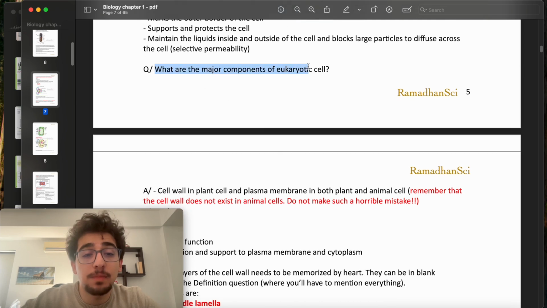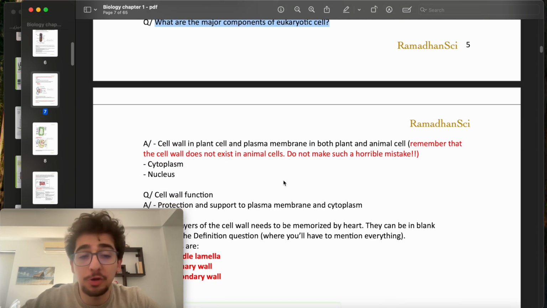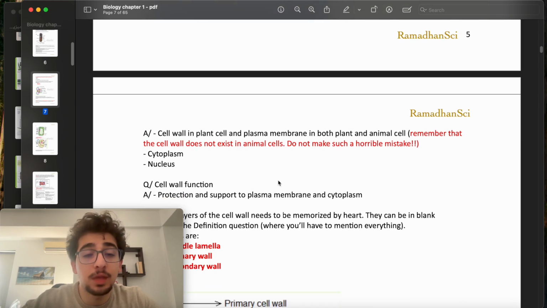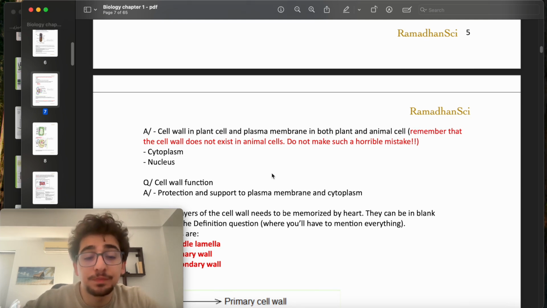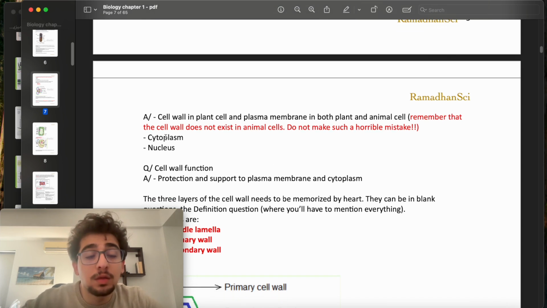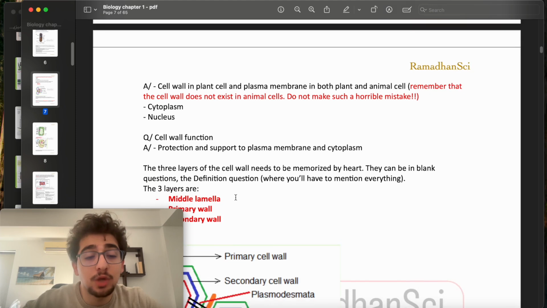If they tell you what are the major components of the eukaryotic cell, very important, it's cell wall in plant cells only, and plasma membrane in both plant cell and animal cell. Plasma membrane and cell membrane mean the same thing. They're just synonyms for the same structure. And of course, we will have the cytoplasm and the nucleus. Those are the major components.